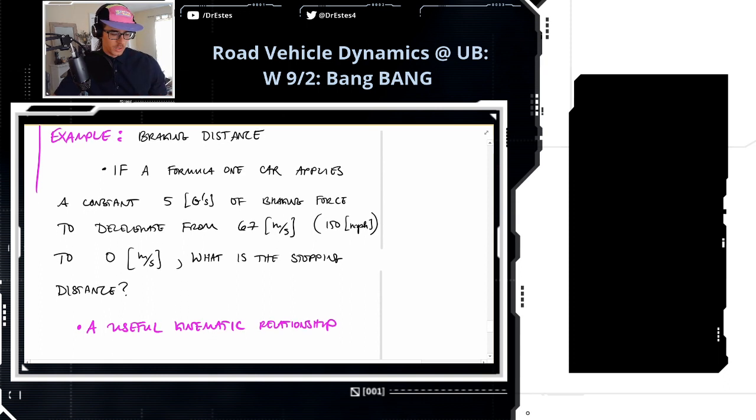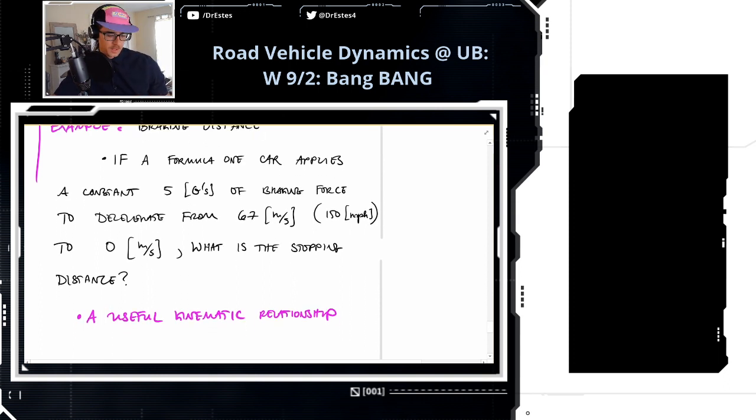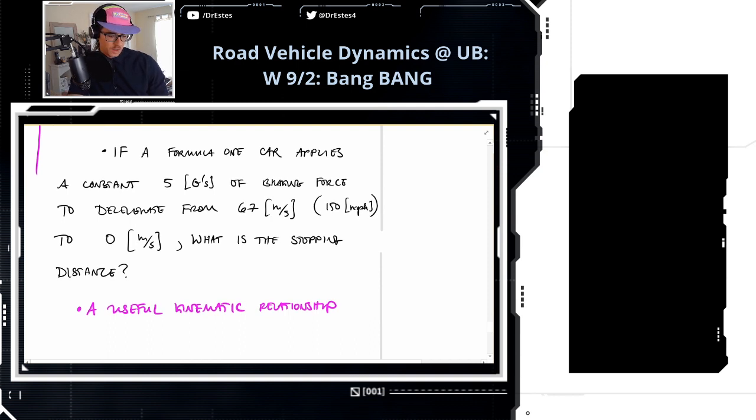Okay. Braking distance. So let's say a formula car applies a constant 5 g. You got a negative distance for part two.